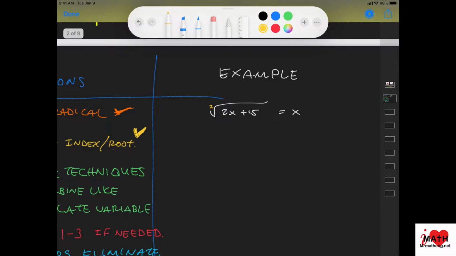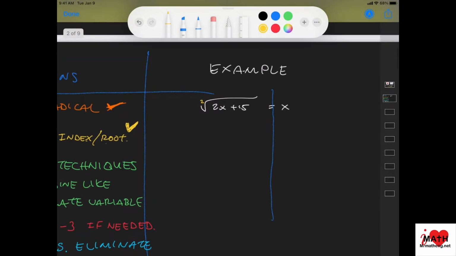Why do I need to do that? So, if I want to now square both sides, the power of 2 and the index and the radical sign go away. And you're just left with its inside, which is the radicand, 2x plus 15. And on this side, you just have x squared.